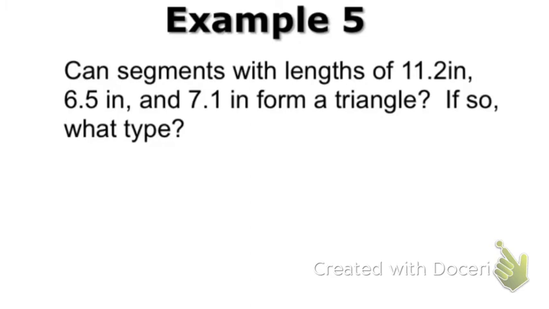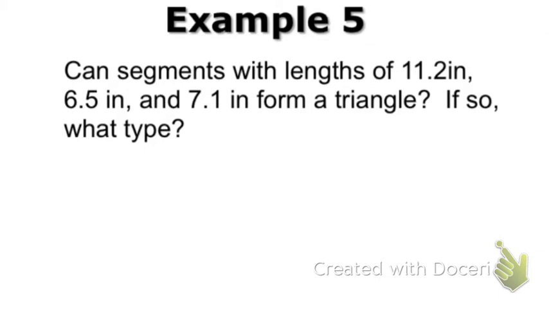Example 5. Can segments with lengths 11.2, 6.5, and 7.1, all in inches, form a triangle? If so, what type? Do you guys remember seeing if things would form a triangle before? What were we doing that day? You add them up, and if the two smaller sides are bigger than the biggest, then it's a triangle. If they're lower or equal to, they're not. Exactly right. That was the day we did these rulers, and we were trying to compare them. So Kenny nailed that.